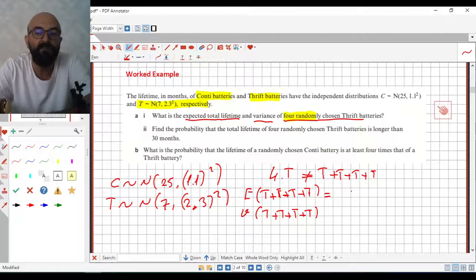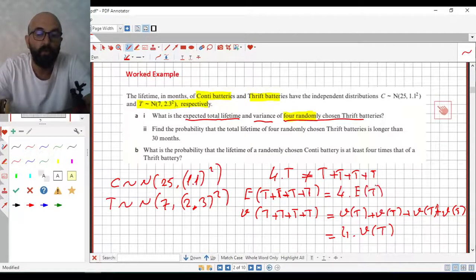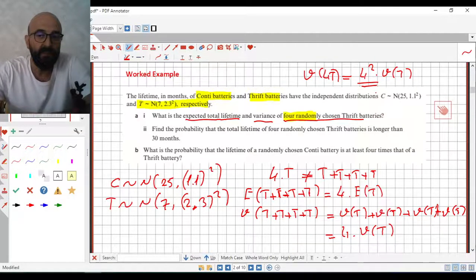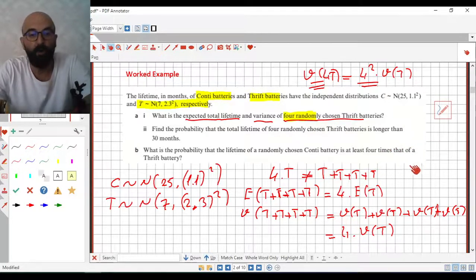It means 4 multiplied by the expected value of T, and the variance is the variance of T plus the variance of T plus the variance of T plus the variance of T, which means 4 times the variance of T. Because the variance of 4T would mean 4 squared multiplied by the variance of T, so writing it that way would be wrong.